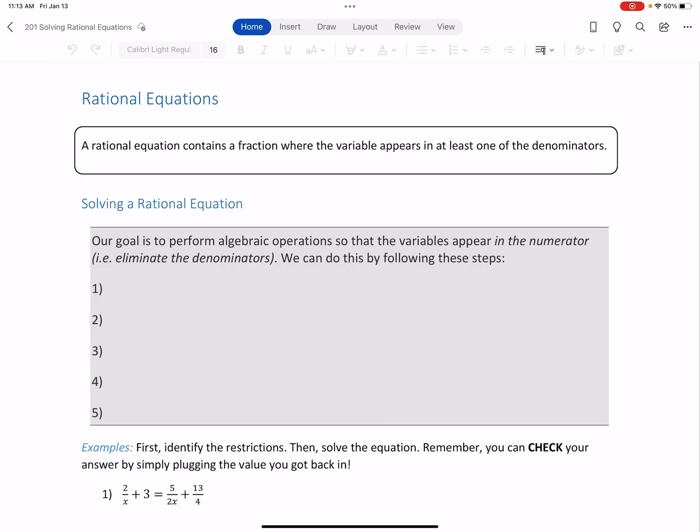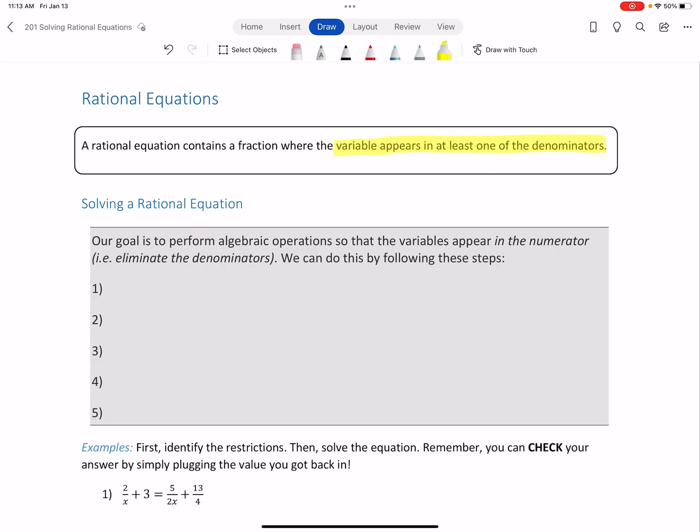Let's talk about rational equations. So we've solved linear equations, we solved linear equations with fractions, we want to solve rational equations. And the thing that makes a rational equation different from a linear equation is that a variable appears in at least one of the denominators.